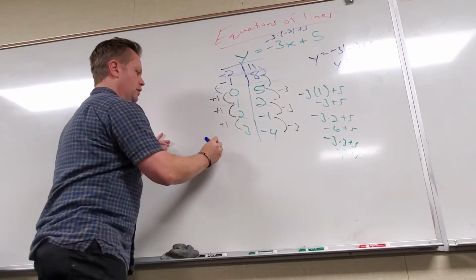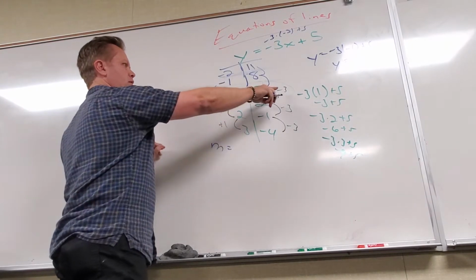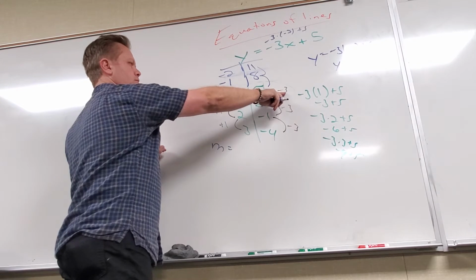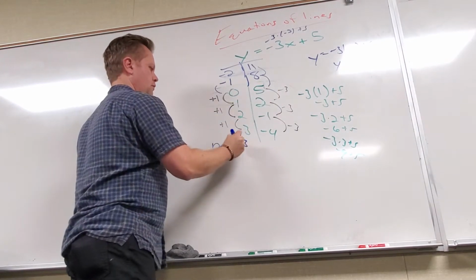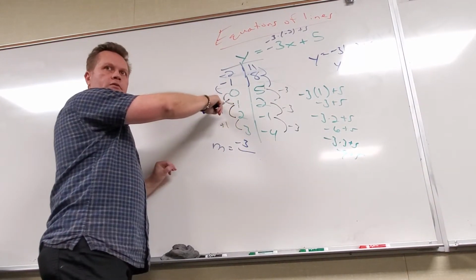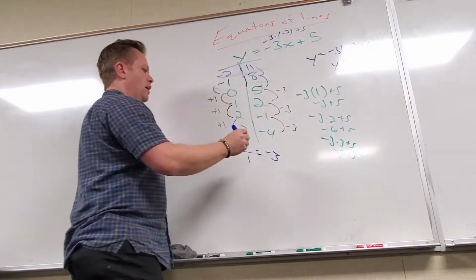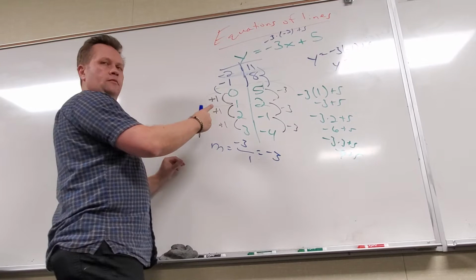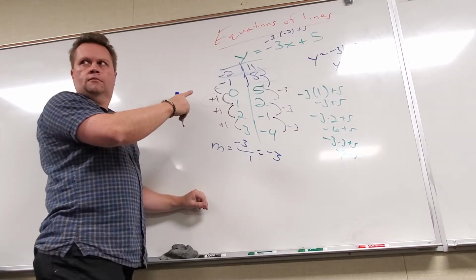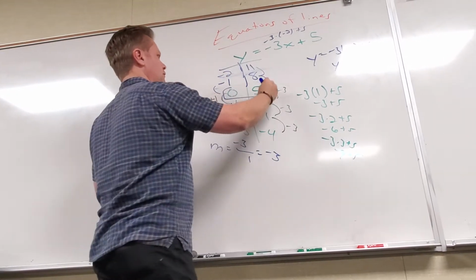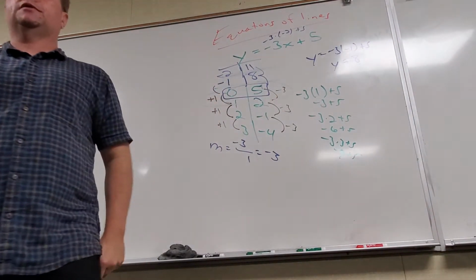So the slope here then would be what? The slope would be, how much do you go in the y direction? Down 3. -3. Over how much in the x direction? 1. So the slope is -3. What's the y-intercept? You can see it.